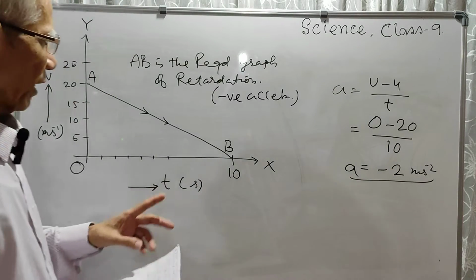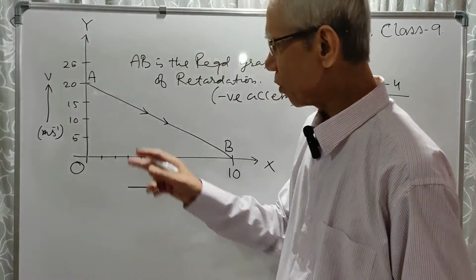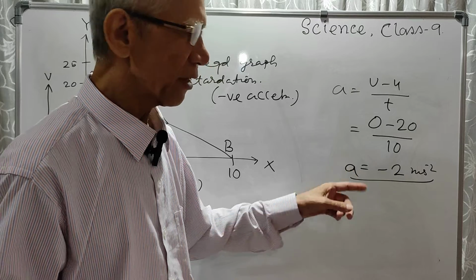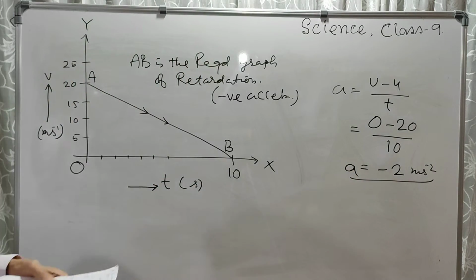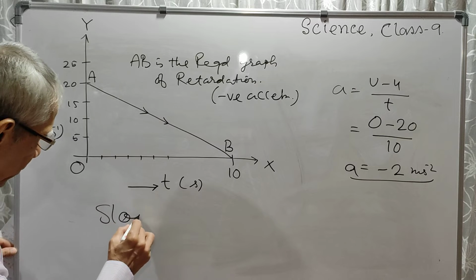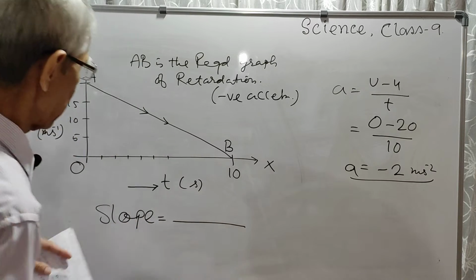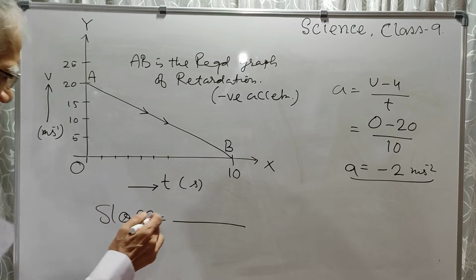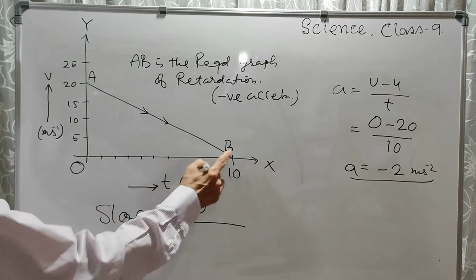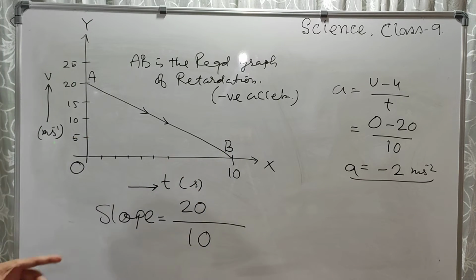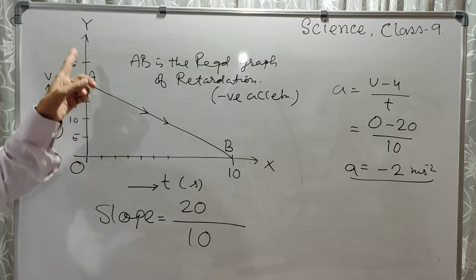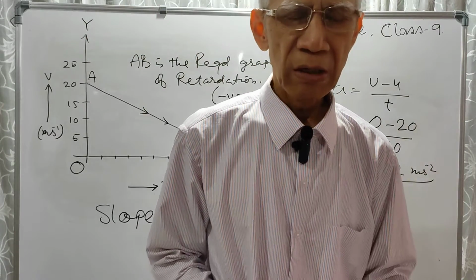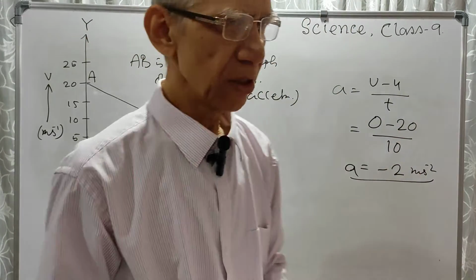Now from the graph, the slope of the acceleration or retardation graph gives the acceleration. Now we have to find the slope of this graph. So the slope of this graph is y by x. Now y is 20 and x is 10. So this is how you have to find it out. The slope of an acceleration or retardation graph is y by x. When you learn trigonometry, in class 10, you will see it is tan theta.